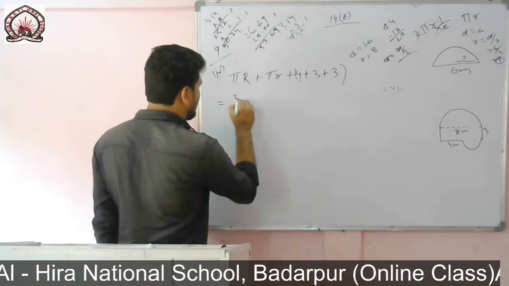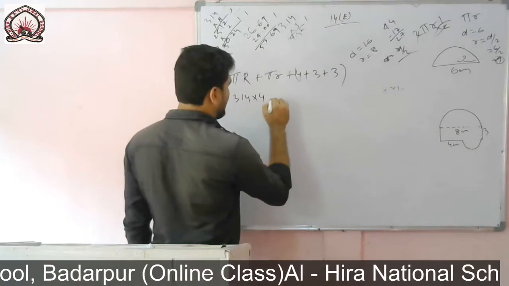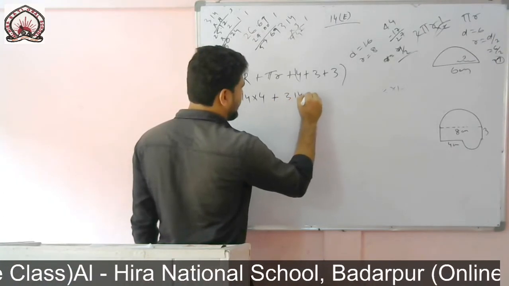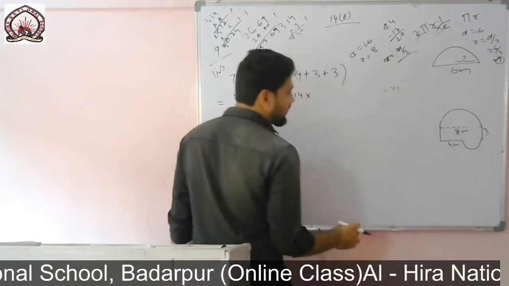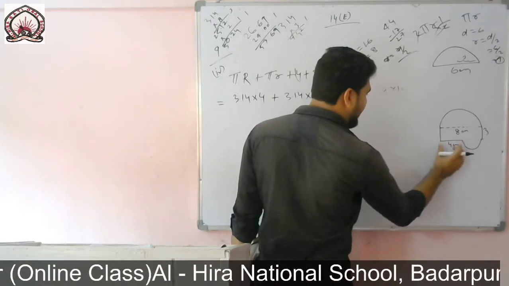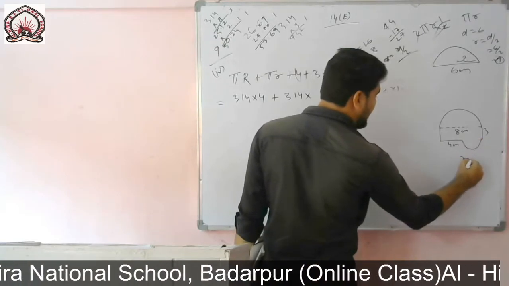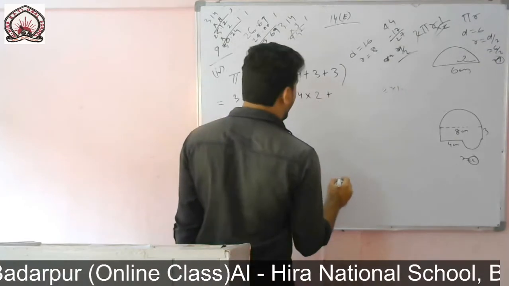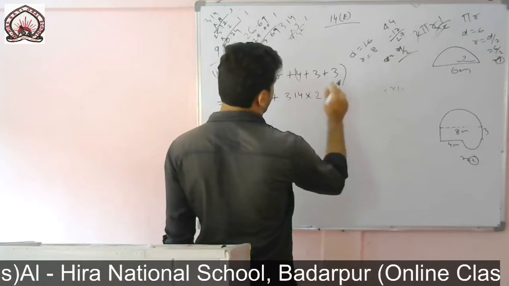So write 3.14 into, for this r it will be 4 centimeter, and 3.14 into, for this small r it will be 2 centimeter, because if the total is 8, so this one will be also 8, and if it is 4, then this is also 4. If it is 4, then radius will be 2. So you can write 2 plus 4 plus 3, 10.